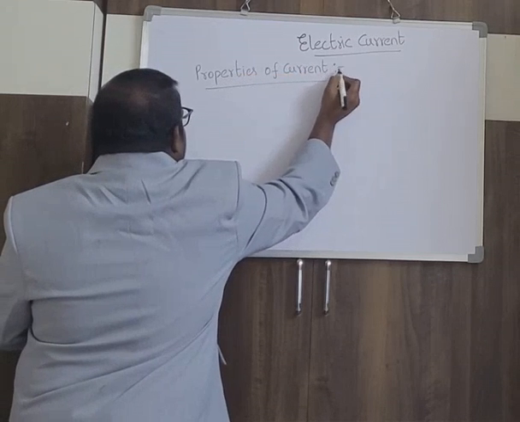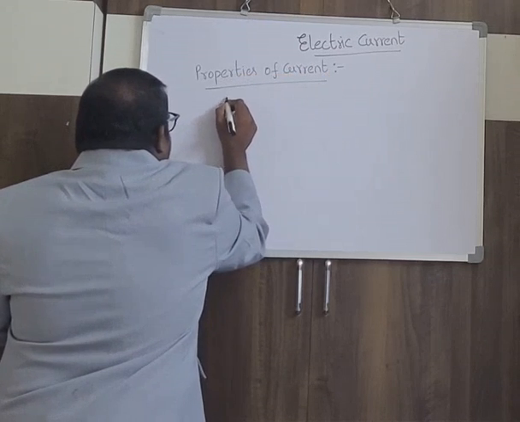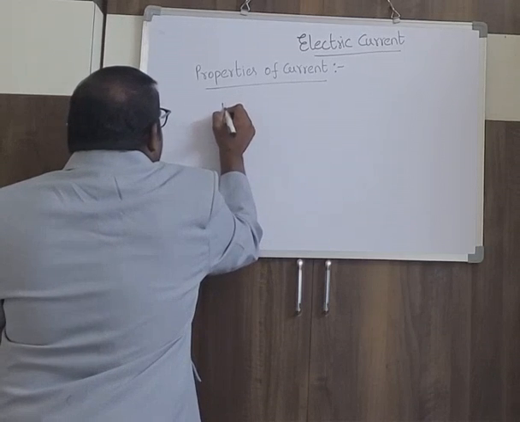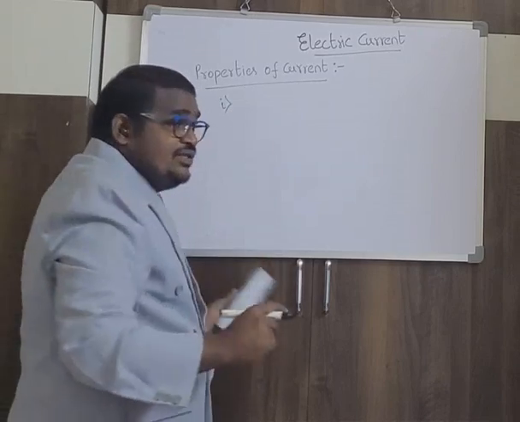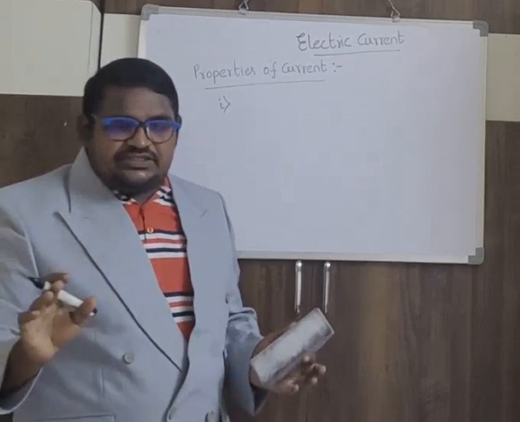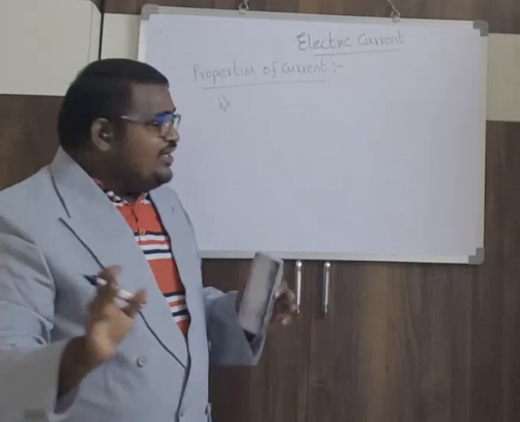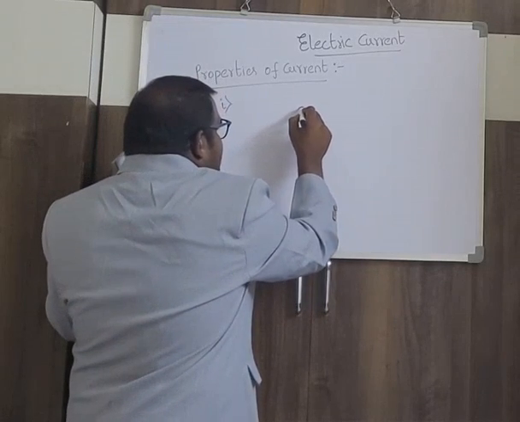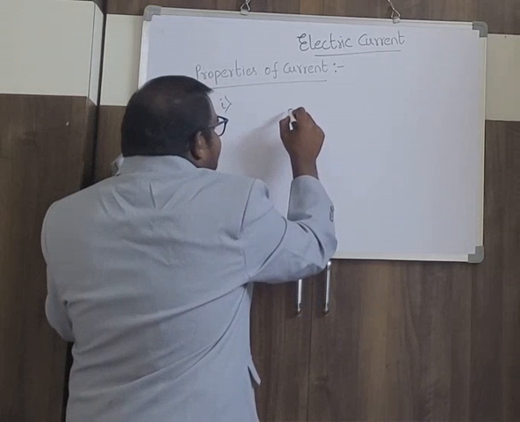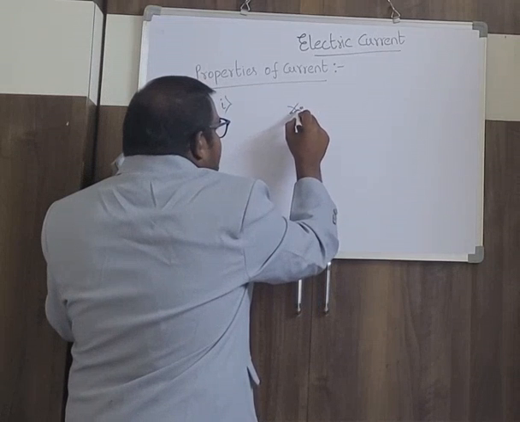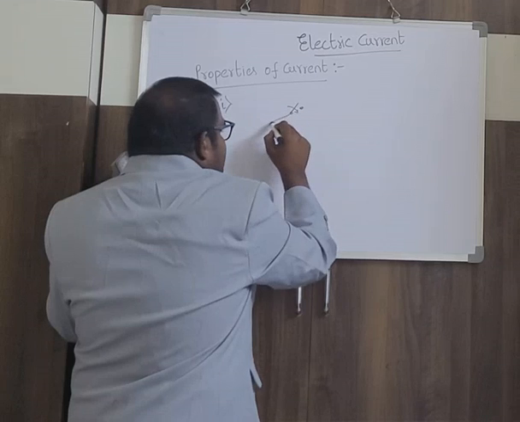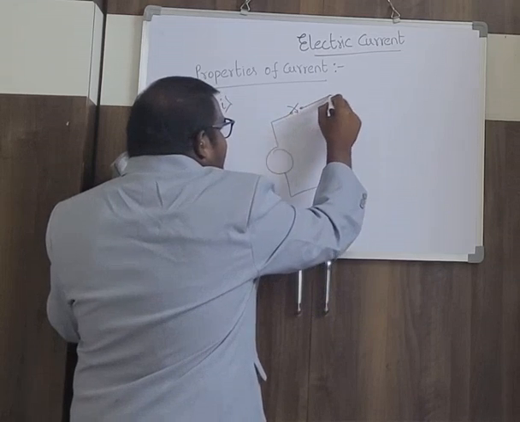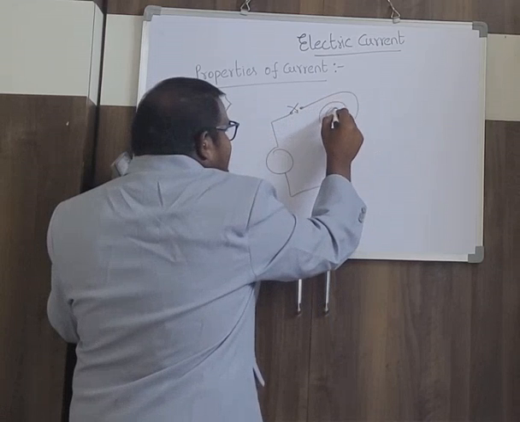Properties of current. The first one is that current never reverses. Suppose, for example, let us assume like this. This is one switchboard. We have this switch, and for this switch I have connected this source like this, and here it will be connected like this.